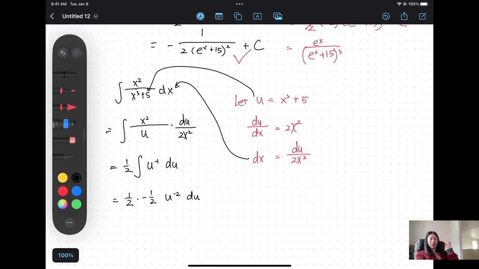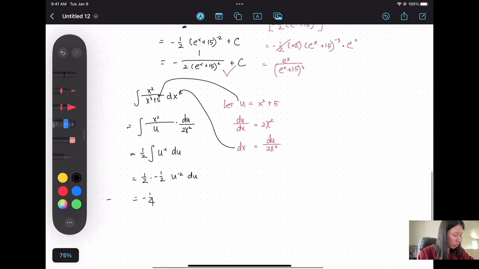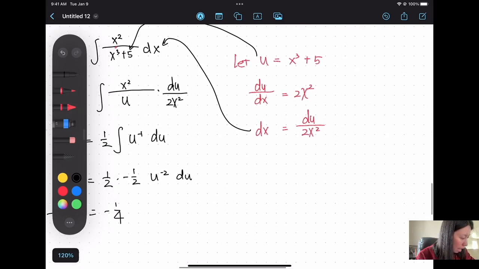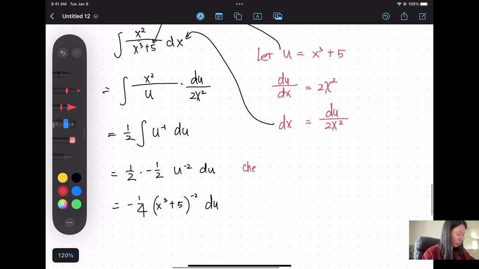Okay, so the next step is we want to rewrite this. So I have negative 1/4 u to the negative 2, which is equal to negative 1/4 x cubed plus 5 to the negative 2 power, du. You can leave it this way, or you can write it as a fraction. But leaving it this way will make it easier for you to check the answer. So now let's check.